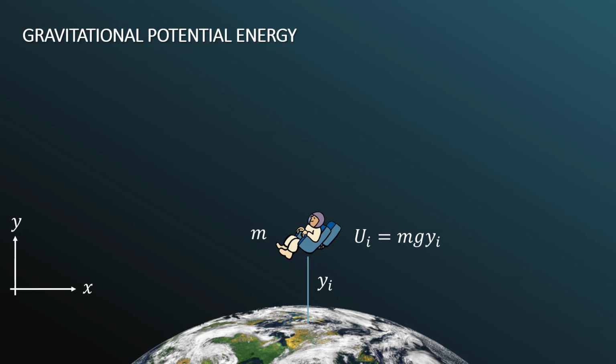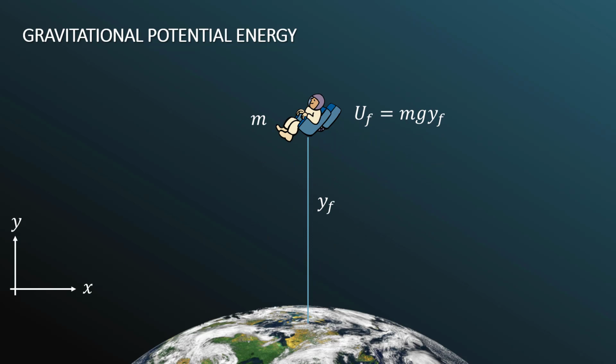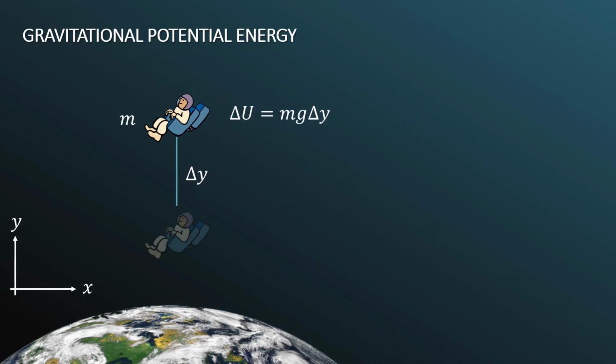And then the astronaut moves further away, so he's at a new height of y sub f, the final y position, and he therefore has a new potential energy of mgyf. So this change in height produces a change in the gravitational potential energy. And again, commonly, you'll see y replaced by h, or even the whole delta y replaced by h.